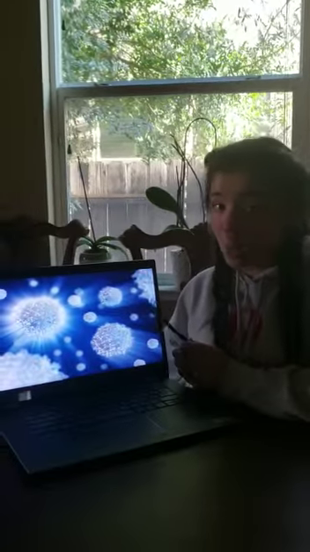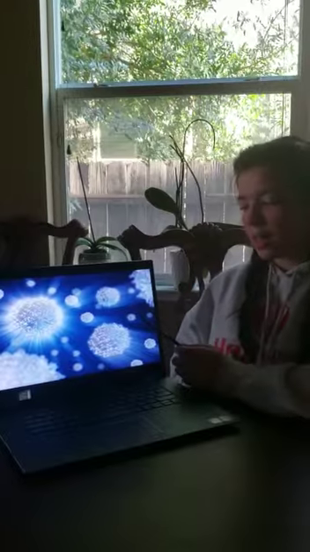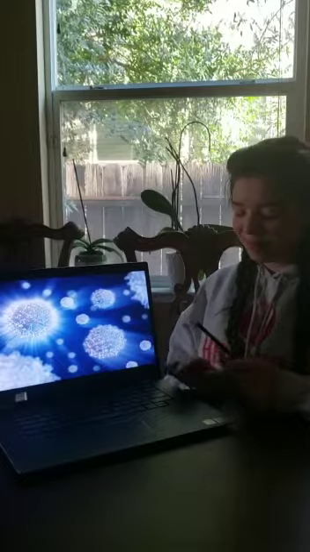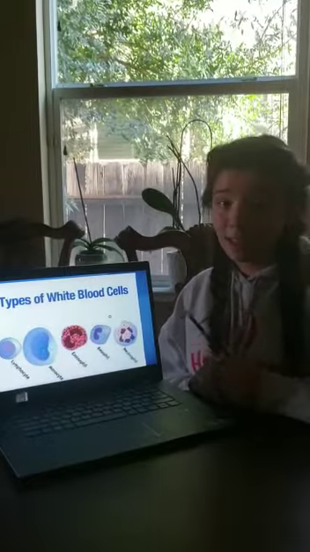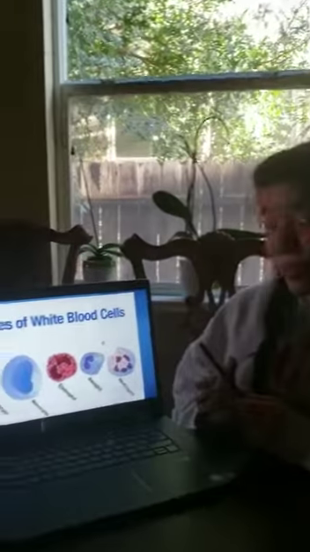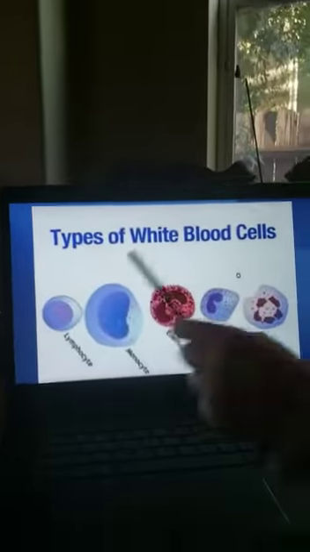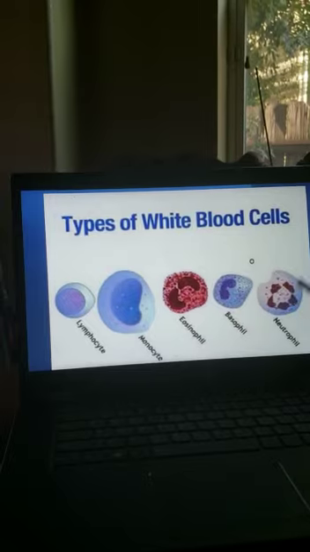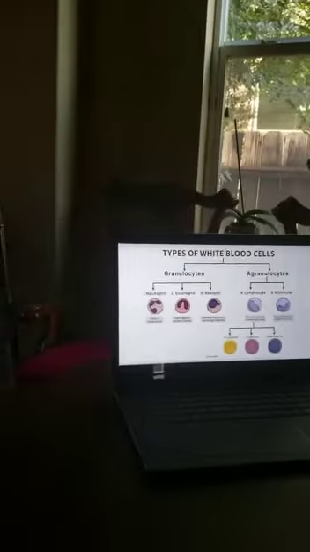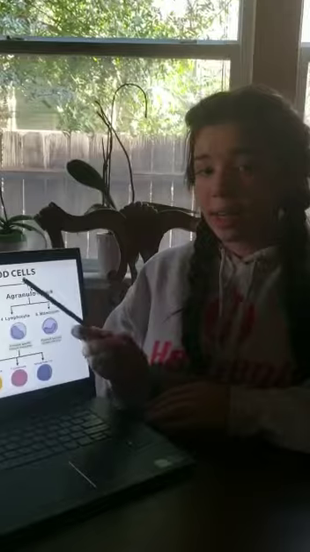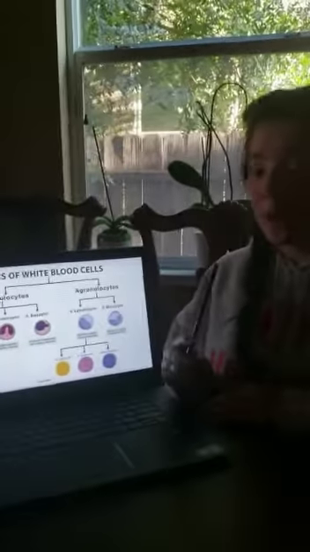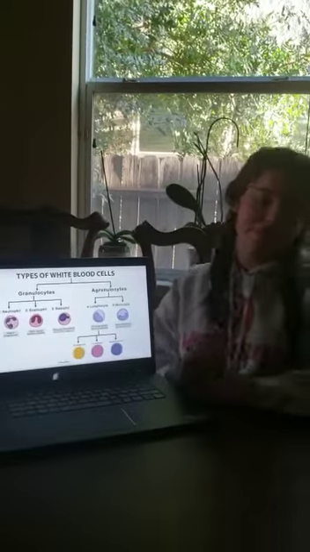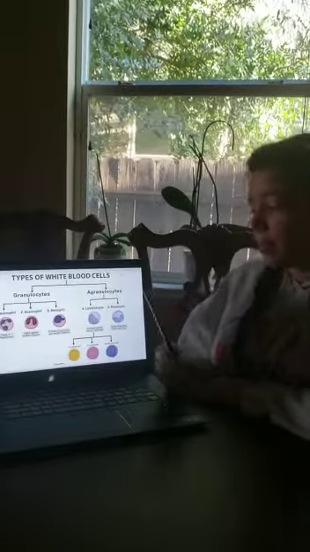This is a white blood cell. White blood cells are clearly very different in shape, size, and color. White blood cells consist of 5 different types: the lymphocyte, monocyte, eosinophil, basophil, and neutrophil. These 5 types of blood cells are separated into 2 different categories: the granulocytes and agranulocytes. They all serve a different purpose.